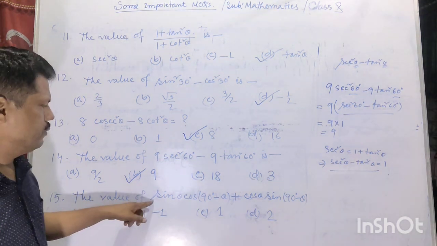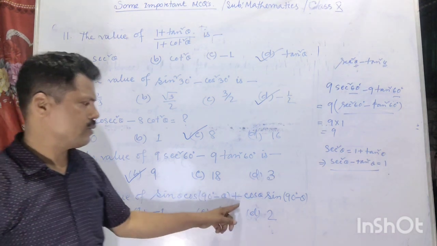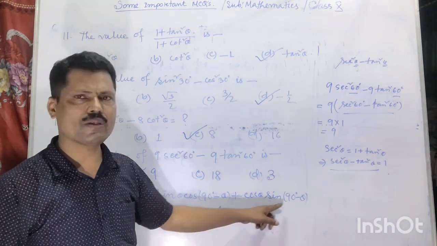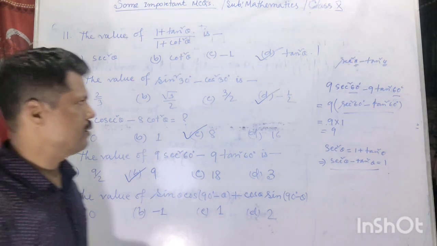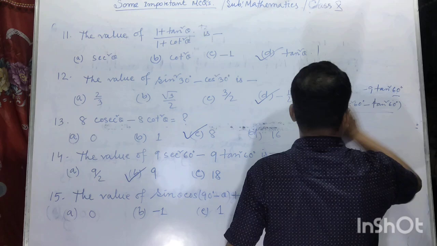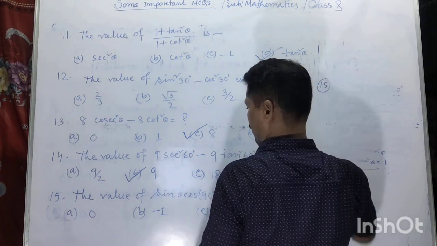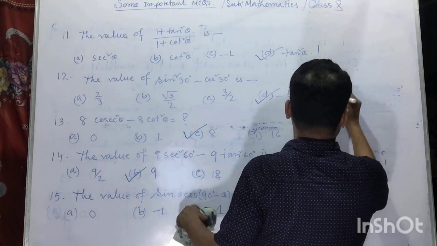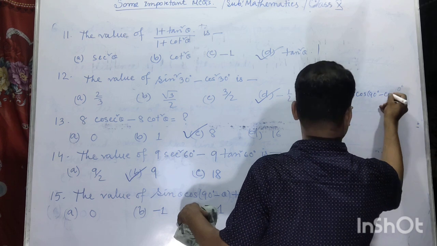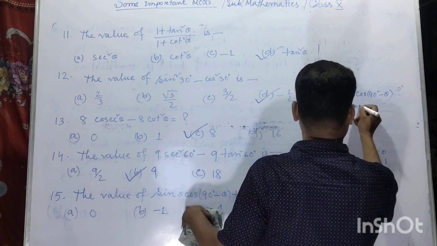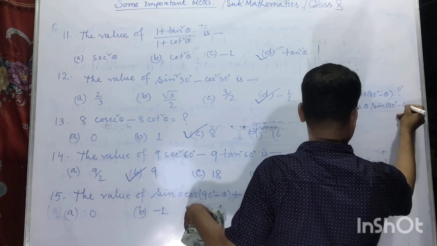The value of sin theta into cos 90 degree minus theta plus cos theta into sin 90 degree minus theta. This one value also we have to find out here. In question 15 given here, sin theta into cos 90 degree minus theta, and plus cos theta into sin 90 degree minus theta.